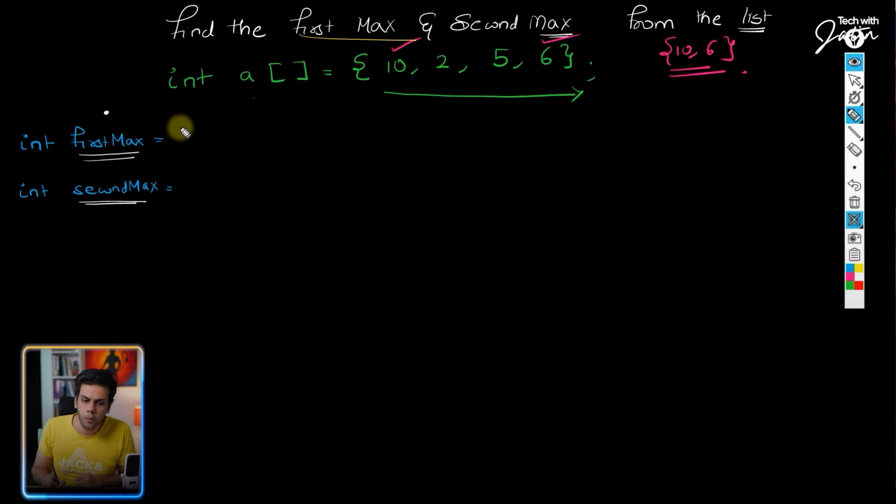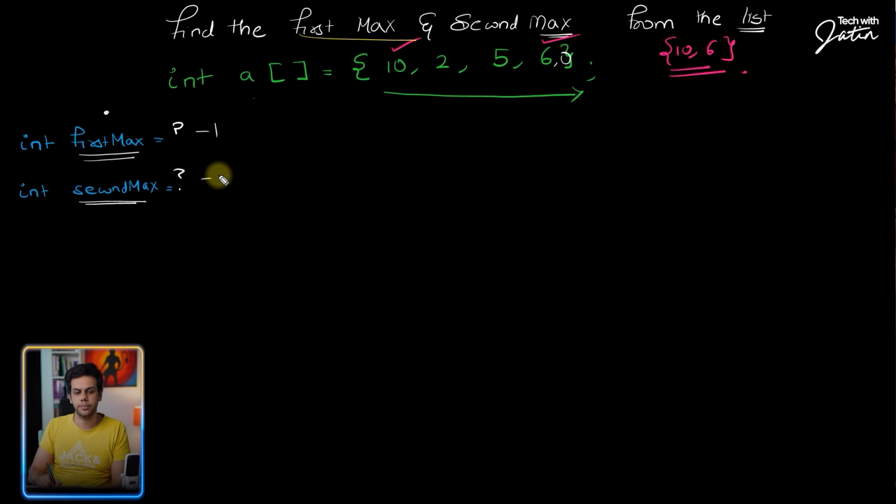But the question is what we should initialize it with. You are supposed to initialize it with a number which is not there in this particular array. And I know what you guys are thinking, Jatin, let's initialize it with 0. What if 0 is present over here? Then you're going to say that, Jatin, we need to initialize it with a negative number. What if there is a negative number?